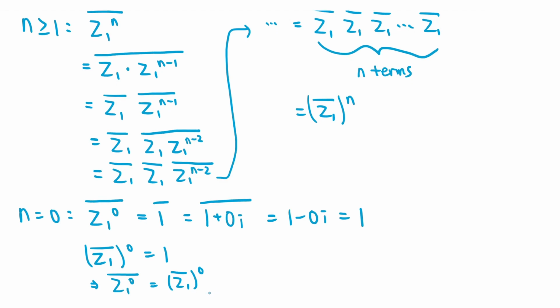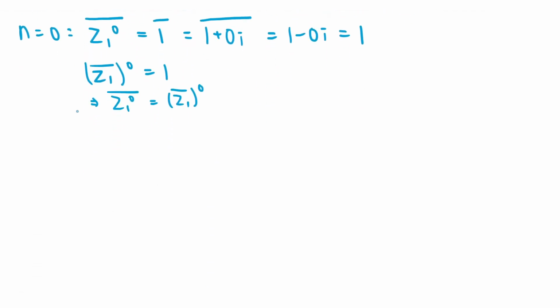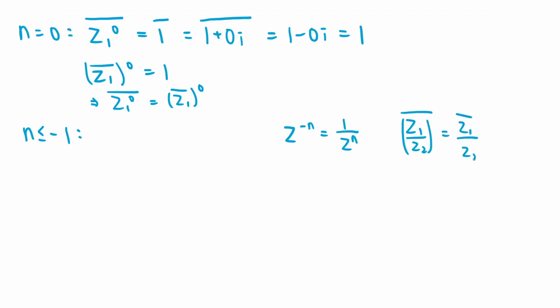So let's consider the case when n is negative, which means that n is less than or equal to negative 1. To prove that this property holds for negative integer values of n, we're going to have to use two other properties. We need to use the exponent law, z to the power of negative n equals 1 over z to the power of n, which holds true when the base z is a complex number, and the division rule, z1 over z2, all under the conjugate, equals z1 conjugate over z2 conjugate.